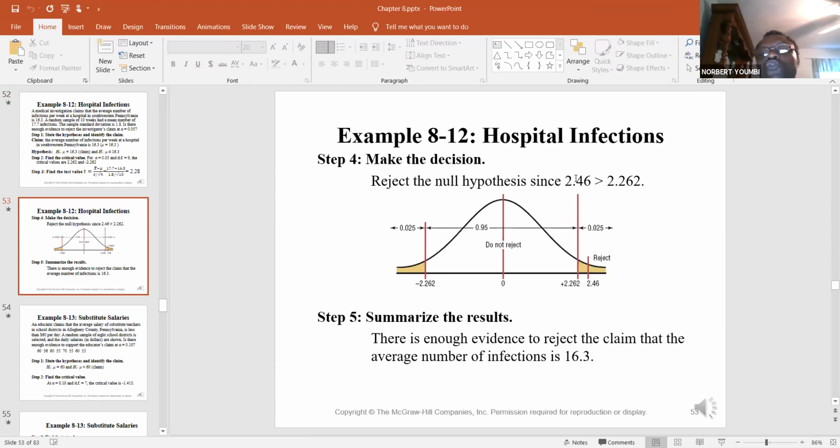Our test value, 2.46, is greater than the critical value, so it is in the rejection region. So we reject the null hypothesis, and we will say there is enough evidence to reject the claim because it was the null hypothesis, and we reject it. The conclusion is about the claim. There is enough evidence to reject the claim that the average number of infections is 16.3.